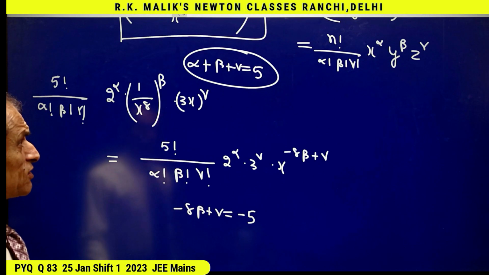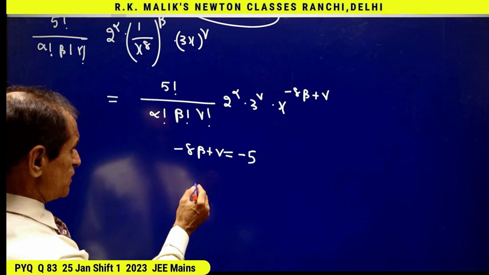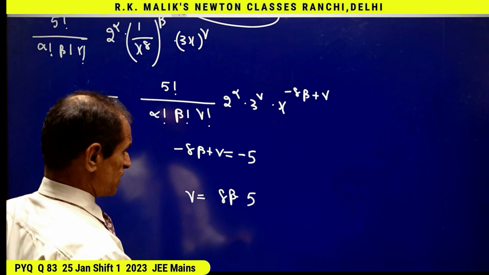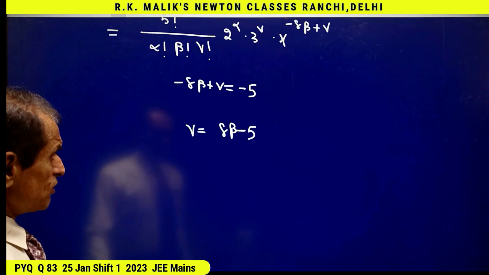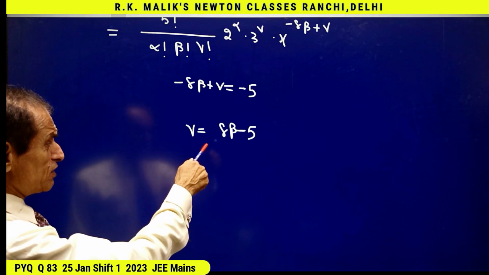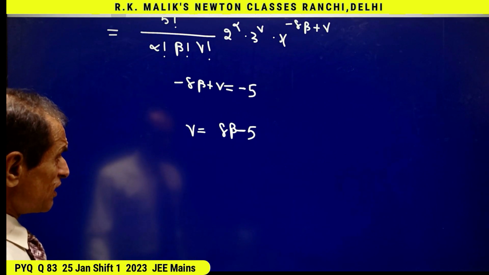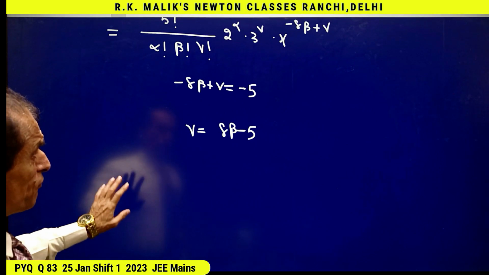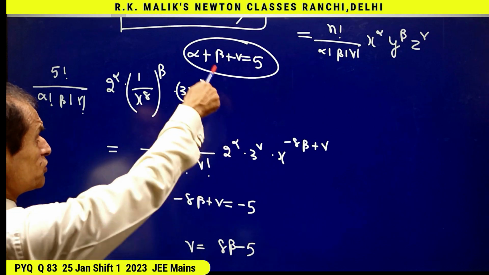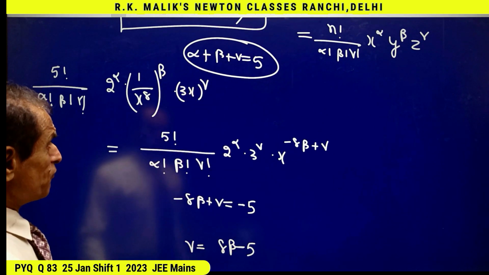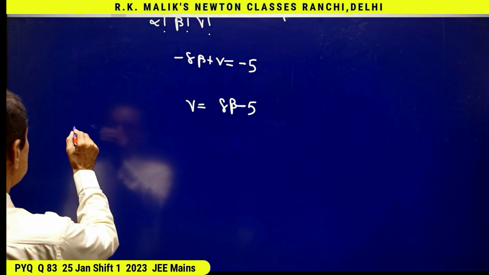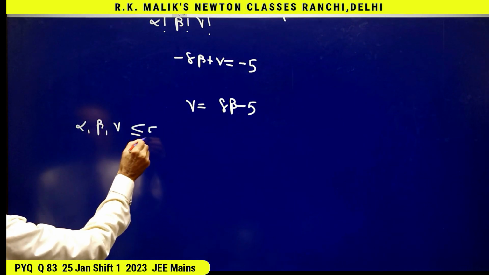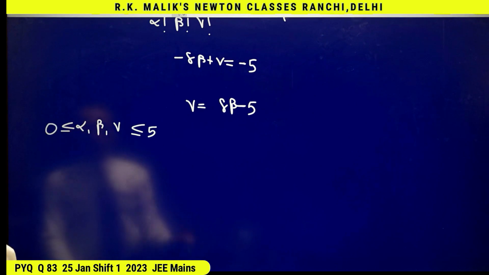Also note that alpha plus beta plus gamma is equal to 5 surely means that alpha, beta, gamma all are less than or equal to 5, and this means gamma equals 8 beta minus 5. Now start putting the values of beta and get the values of gamma, and once beta and gamma are found, using this we'll be getting the value of alpha also. Note that alpha, beta, gamma all lie between 0 and 5.